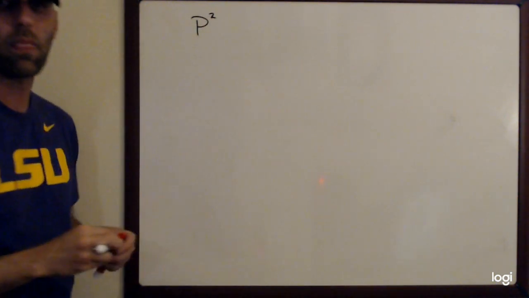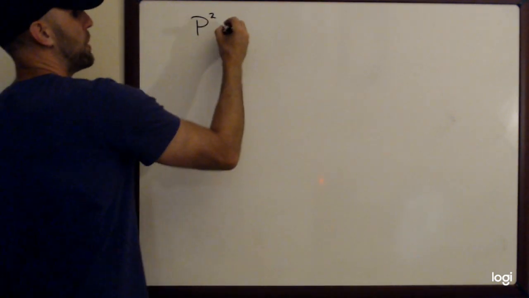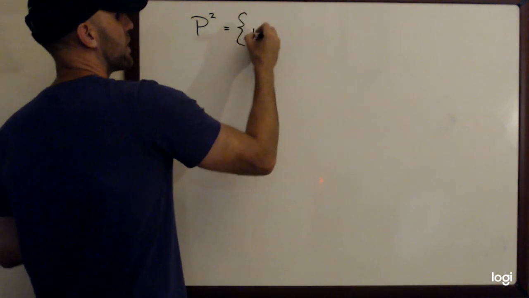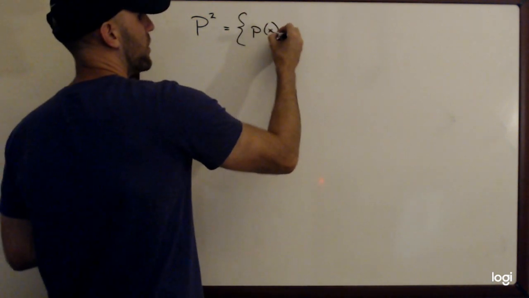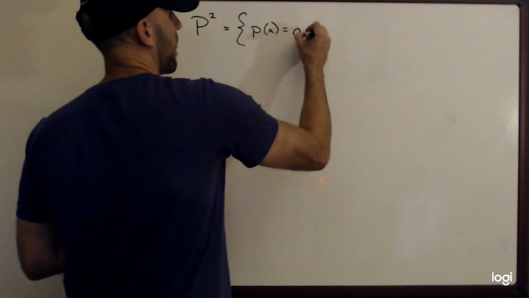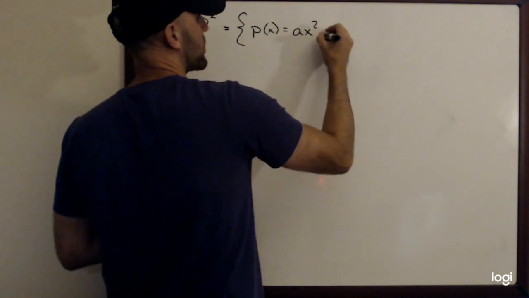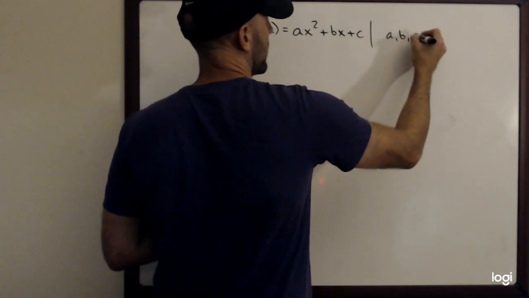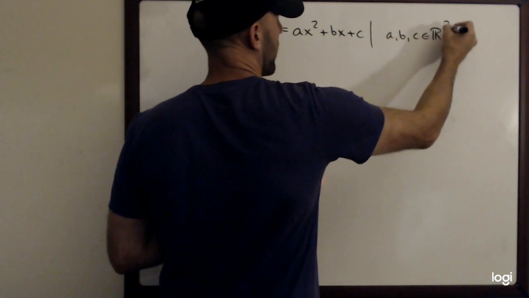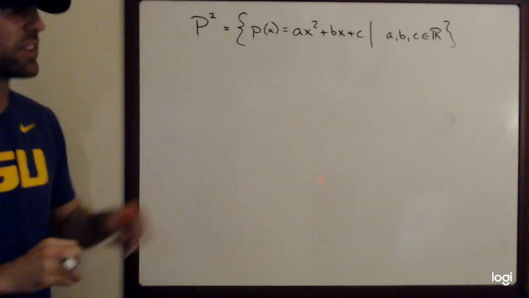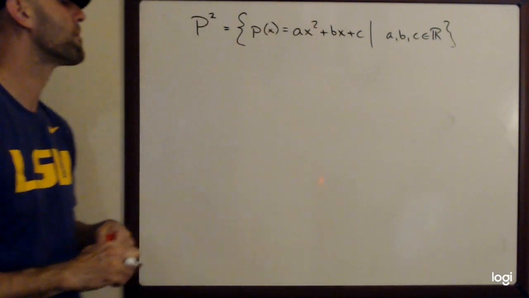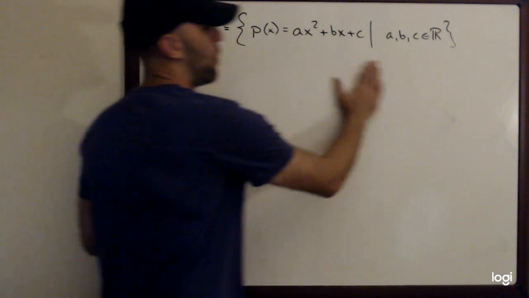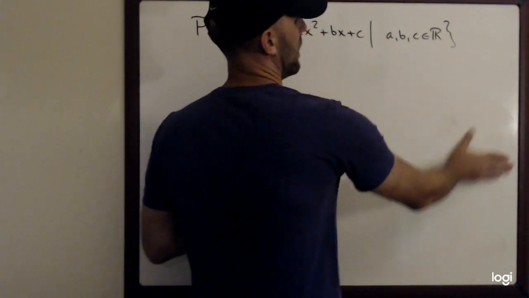So if I wanted, let's say, a spanning set for P2. Let's see if we remember what P2 is. P2 is the collection of polynomials of the form ax squared plus bx plus c, where a, b, and c are real numbers, right? So it's quadratic or below, because a could be 0, b could be 0. Now, what's my spanning set?